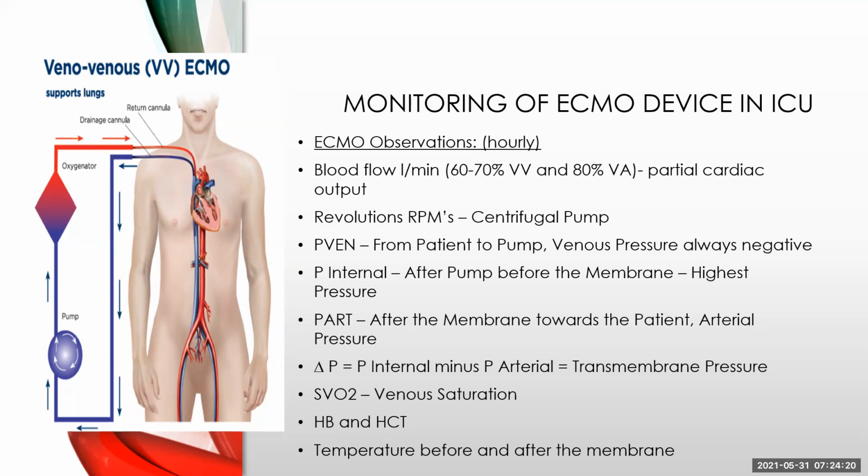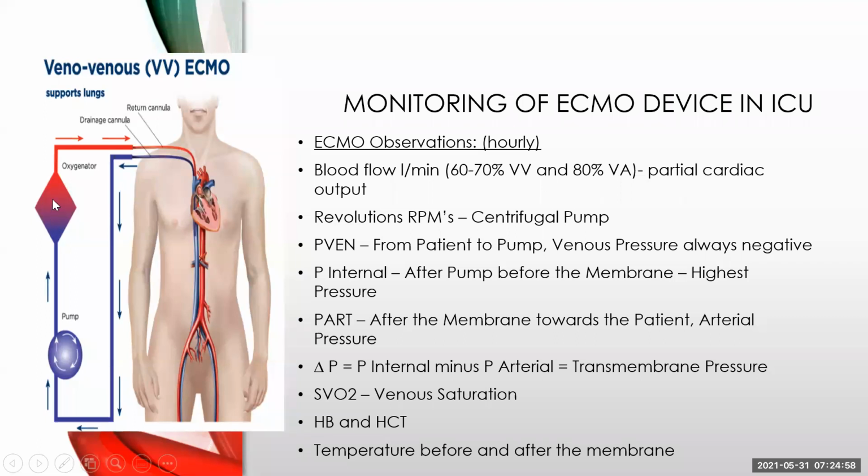And then we've got another pressure that we measure, and that's called delta P. So the delta P is your P internal, which is the pressure between the pump and the membrane, minus, or you subtract, the arterial pressure, and then you get your delta P. So if you look at the picture, between the pump and the membrane is your P internal. This is your highest pressure to push the blood through the membrane. And then after the oxygenator or the membrane, we've got your P arterial. So if you subtract the P arterial from the P internal, you get the pressure across the membrane. So that's your transmembrane pressure.